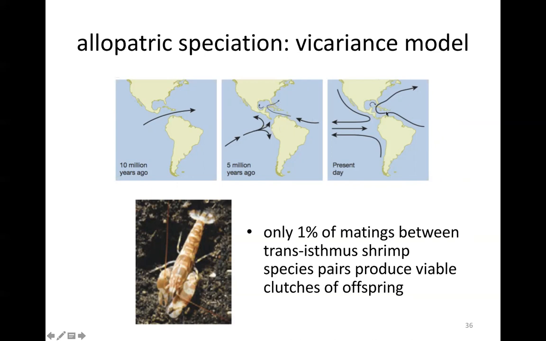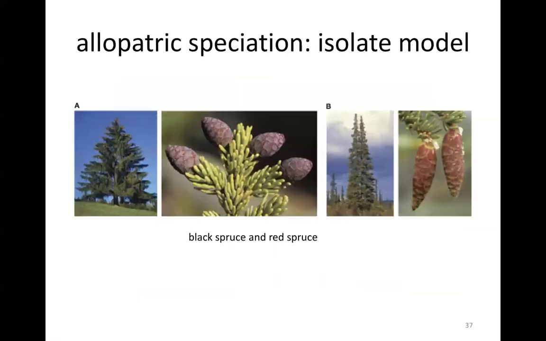But these sister species, although they look alike and they get along with each other if they're put together, and even mate, still those matings apparently rarely produce viable offspring. So the time that passed drove them towards reproductive isolation, large-scale reproductive isolation.